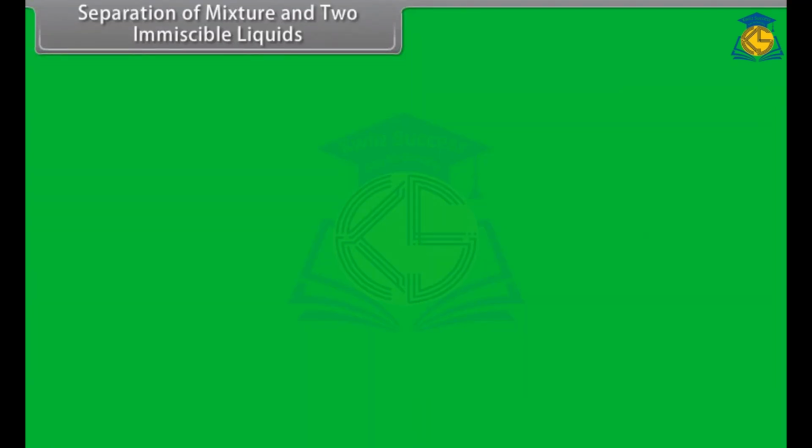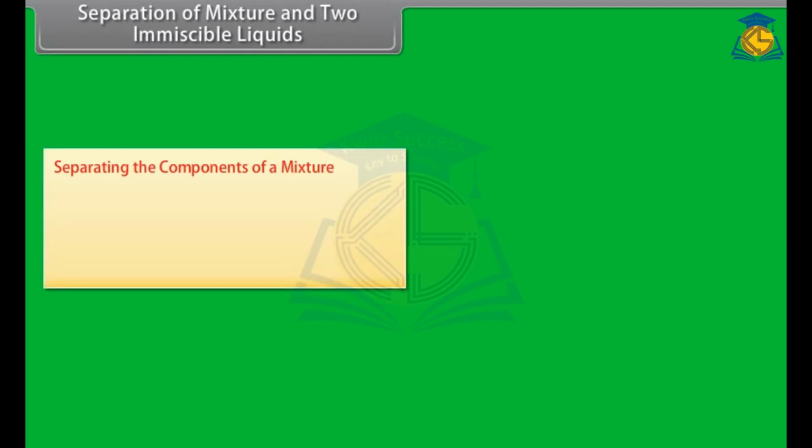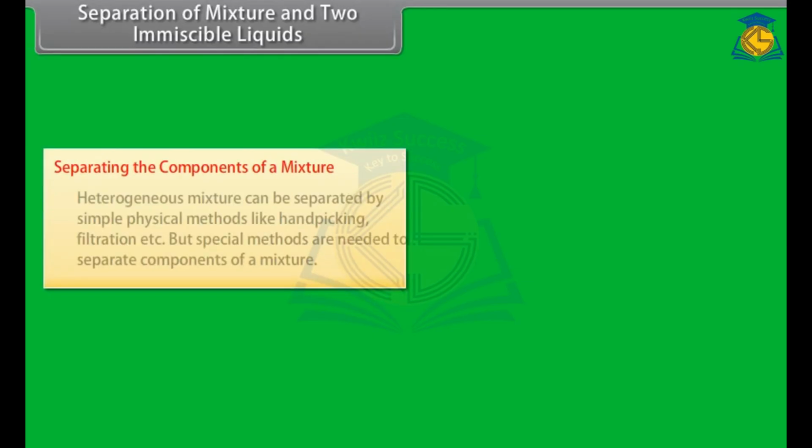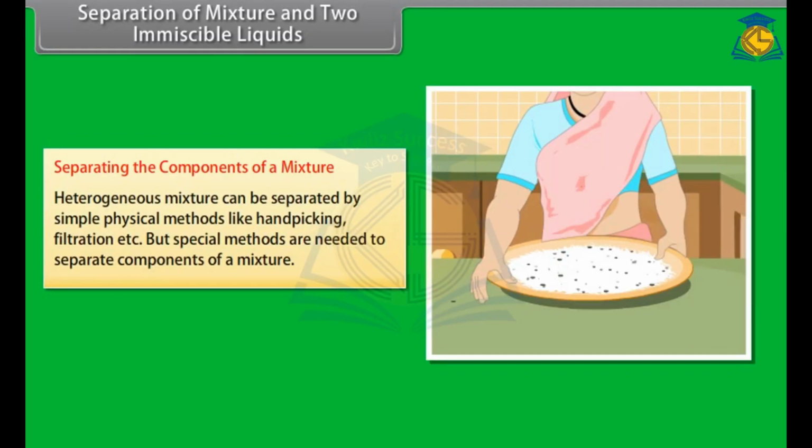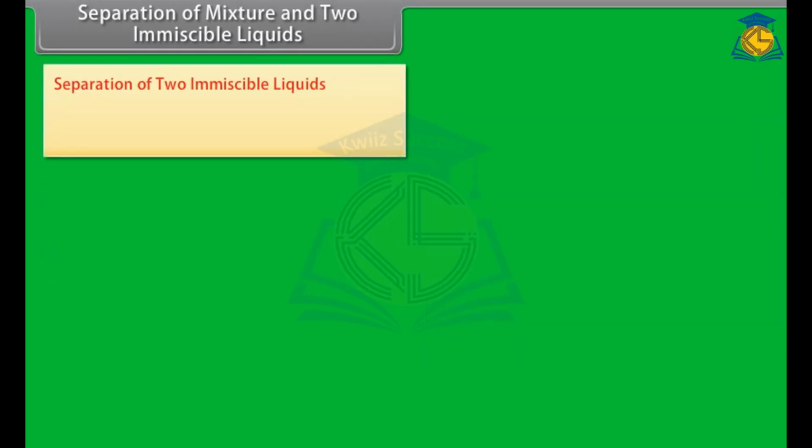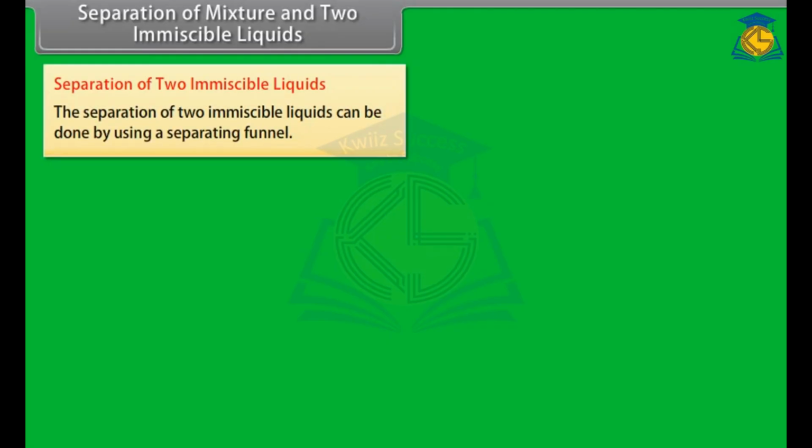Separation of mixtures and two immiscible liquids. Separating the components of a mixture. Heterogeneous mixtures can be separated by simple physical methods like handpicking, filtration, etc. But special methods are needed to separate components of a homogeneous mixture. Separation of two immiscible liquids. The separation of two immiscible liquids can be done by using a separating funnel.